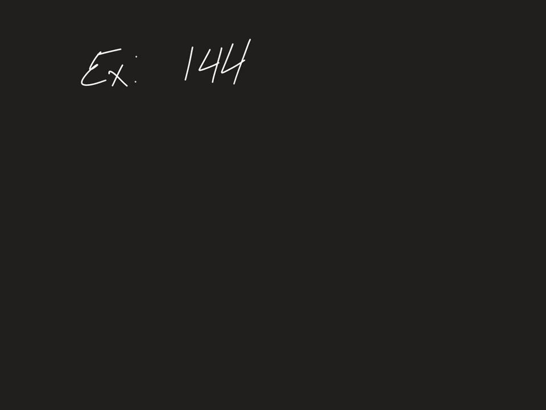So the whole idea of prime factorization is I'm trying to break 144 down into prime numbers, which, if you recall, a prime number is a number that's divisible by 1 and itself only. So I'm going to ask myself, okay, what two numbers go into 144? And I'm going to make what they call a factor tree. So in this case, I know 144 is 12 times 12. That's just one possibility.